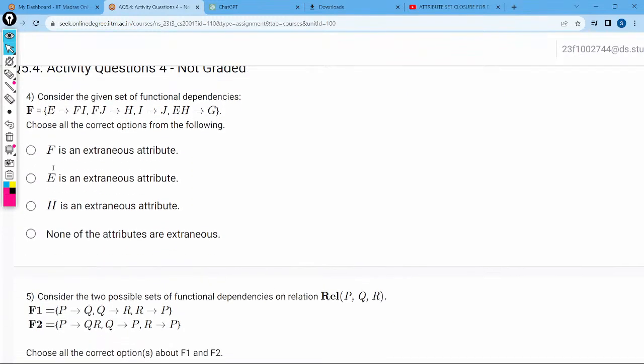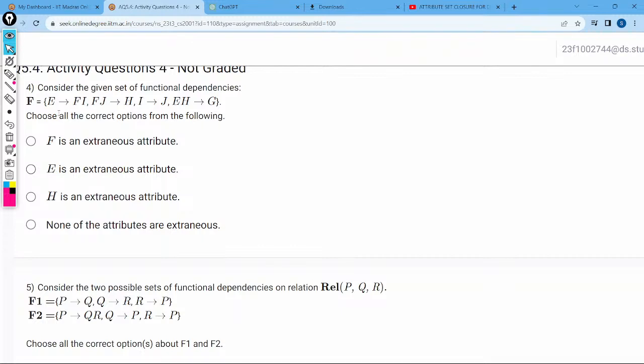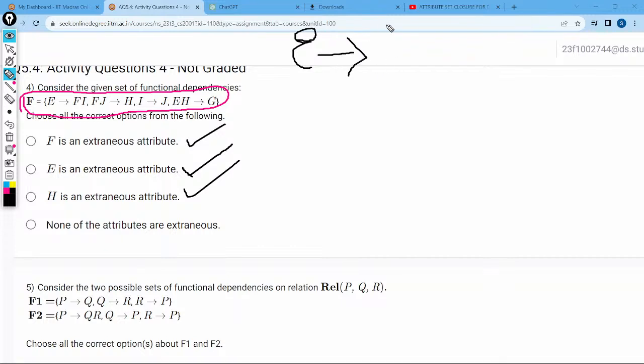Consider the given set of functional dependencies. Choose all the correct options. Basically, all the options contain extraneous attributes, so the mission in the end is to remove or understand all the extraneous attributes. Let's start with the first one, E arrow FI.